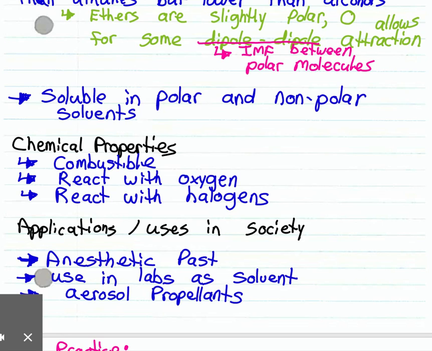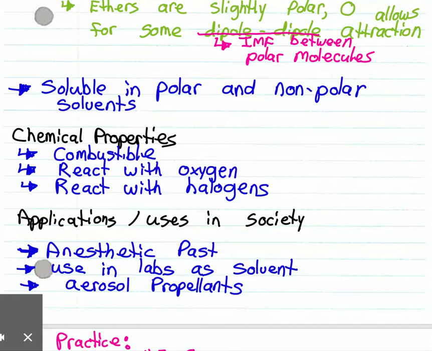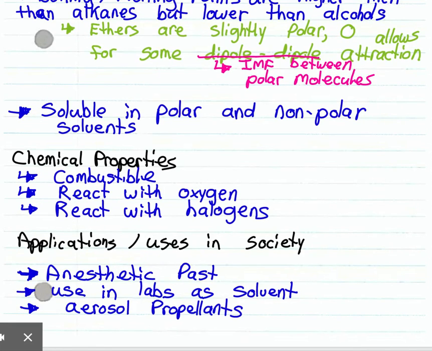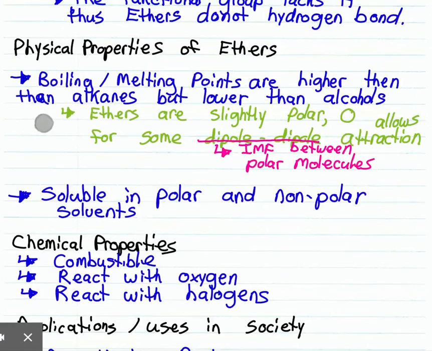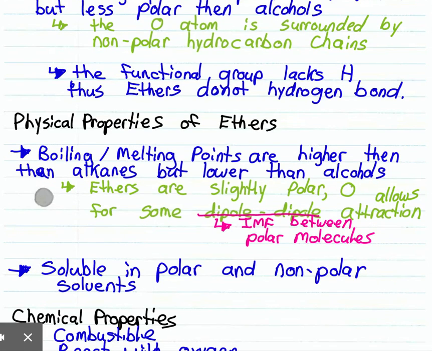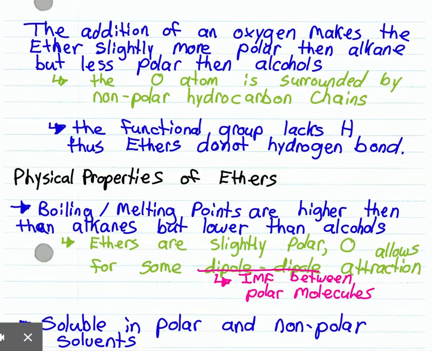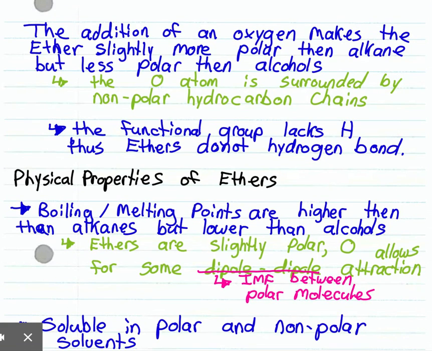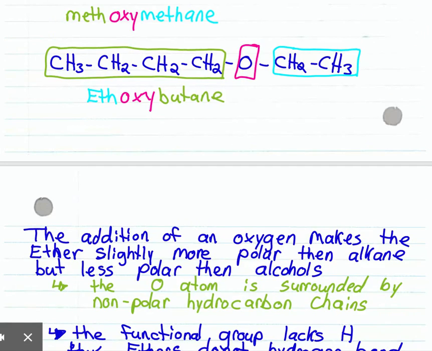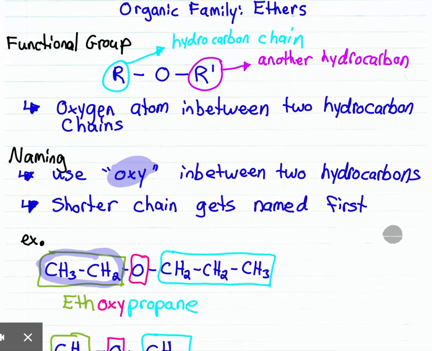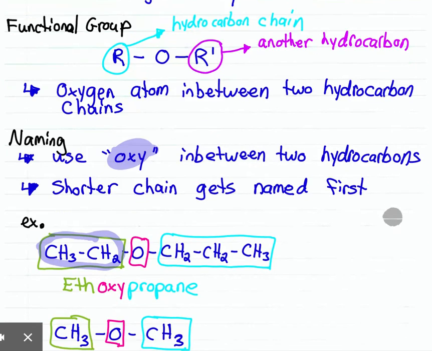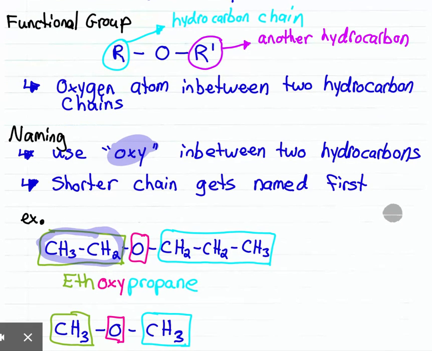Okay, so that ends our lesson on ethers. We're going to have some practice for you to do. Just remember the big thing for these ethers is that they have properties in between an alkane and an alcohol because they can make intermolecular forces. And remember with the naming that the shorter chain goes first in the name, followed by an oxy, and then the name of this longer hydrocarbon chain with the ending. Okay, that's it.